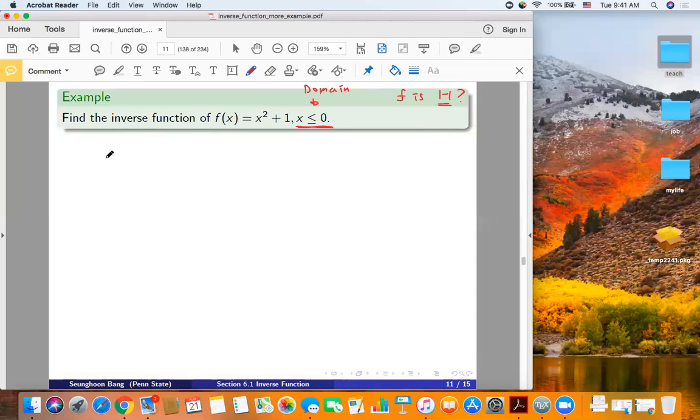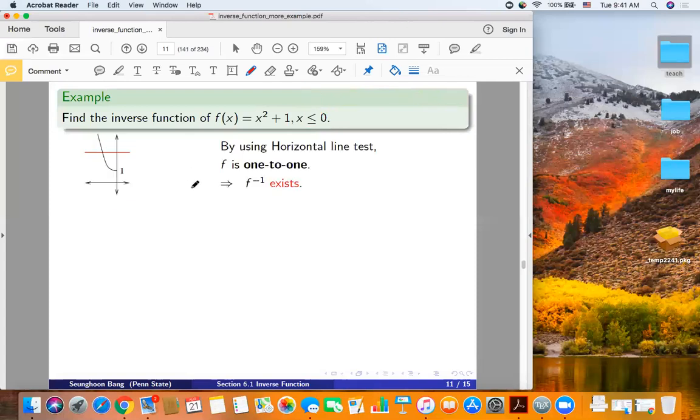Because, what is the function? x squared plus 1, the graph is like this. So what's the domain? x is less than or equal to 0. You have to ignore this portion, exactly the left-hand side. You can draw a horizontal line. We have only one intersection point. Yes, this is one-to-one. The inverse function exists.